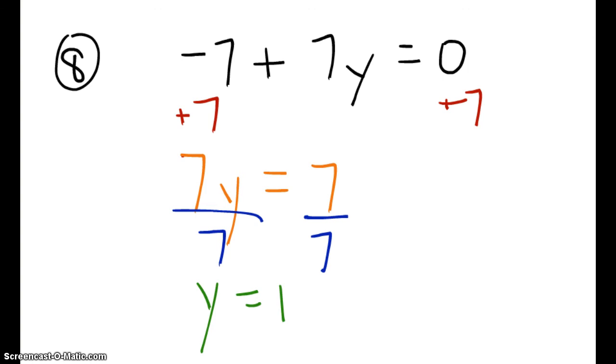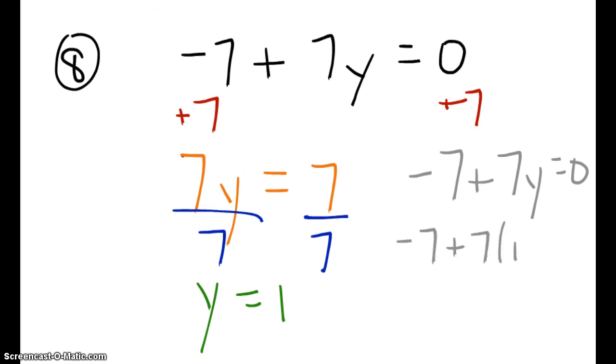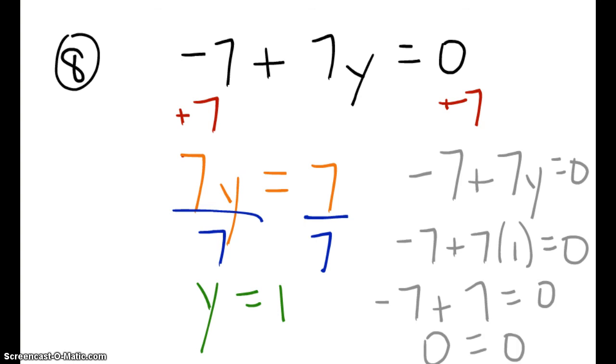Let's plug that in and check it. So let's do -7 plus 7y equals 0. -7 plus 7 times 1 equals 0. So -7 plus 7 equals 0. -7 plus 7 does equal 0, so 0 balances out. Yes, y has a value of 1.